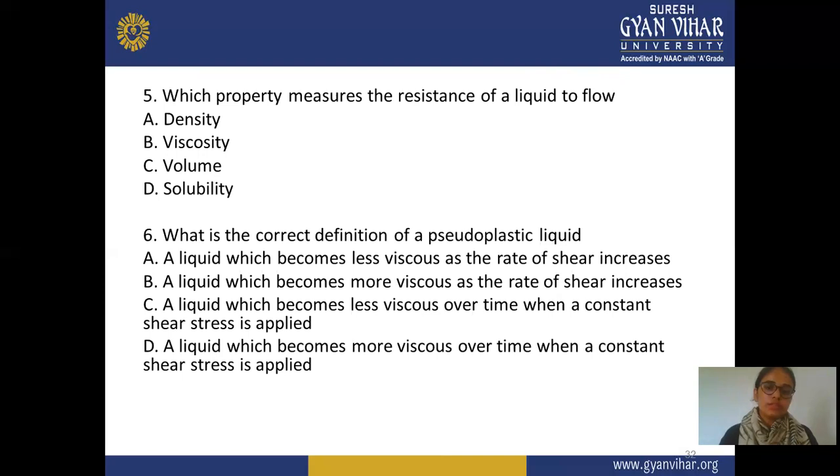Next is the sixth question. What is the correct definition of a pseudoplastic liquid? A is a liquid that becomes less viscous as the rate of shear increases. B is a liquid that becomes more viscous as the rate of shear increases. C is a liquid that becomes less viscous over time when constant shear stress is applied. And D is a liquid that becomes more viscous over time when constant shear stress is applied. So this is the sixth question.